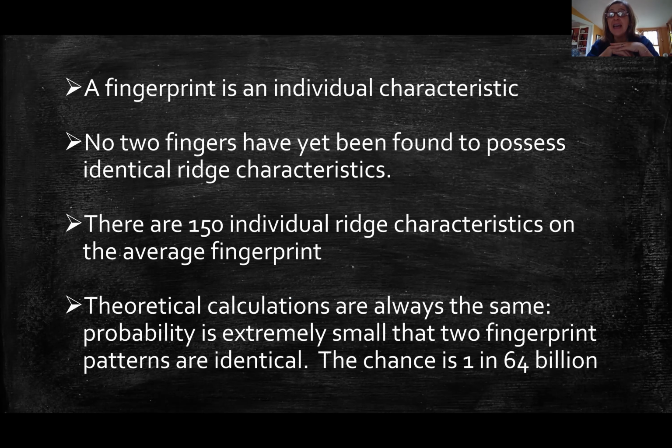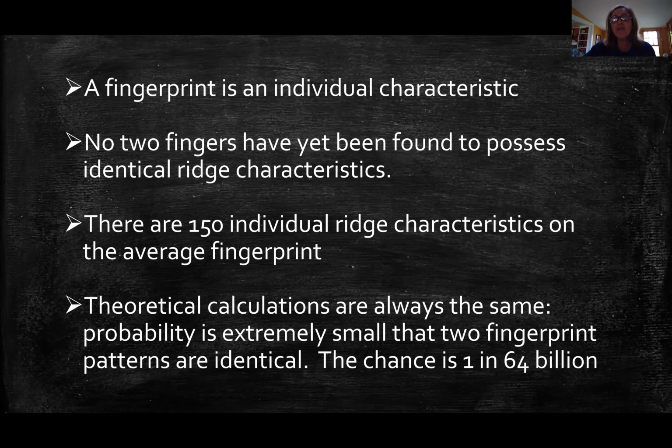No two fingers have yet been found to possess identical ridge characteristics. So what this does is it allows investigators to use fingerprints as individual evidence. If your fingerprint is left at a crime scene, that means without a reasonable doubt, you had to, or at least your finger had to have been at that crime scene.